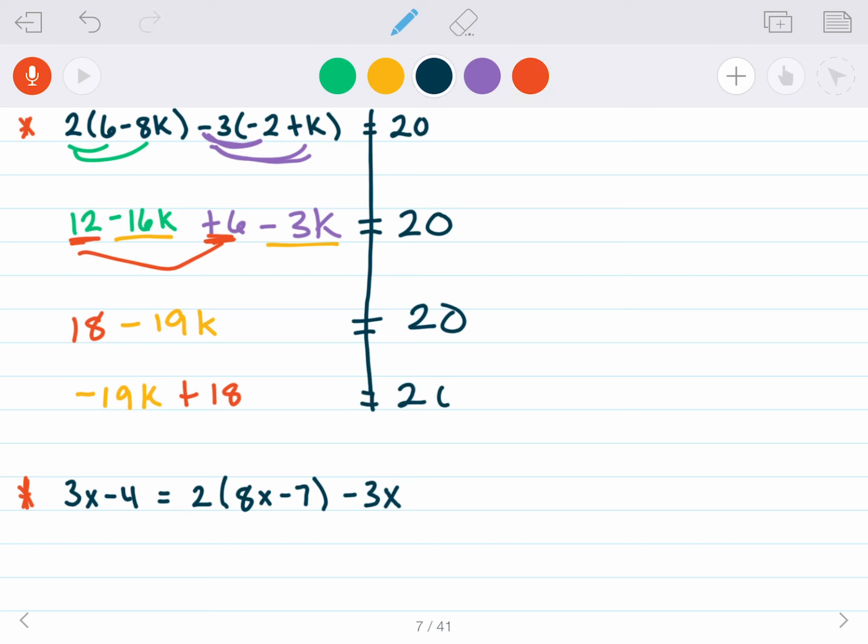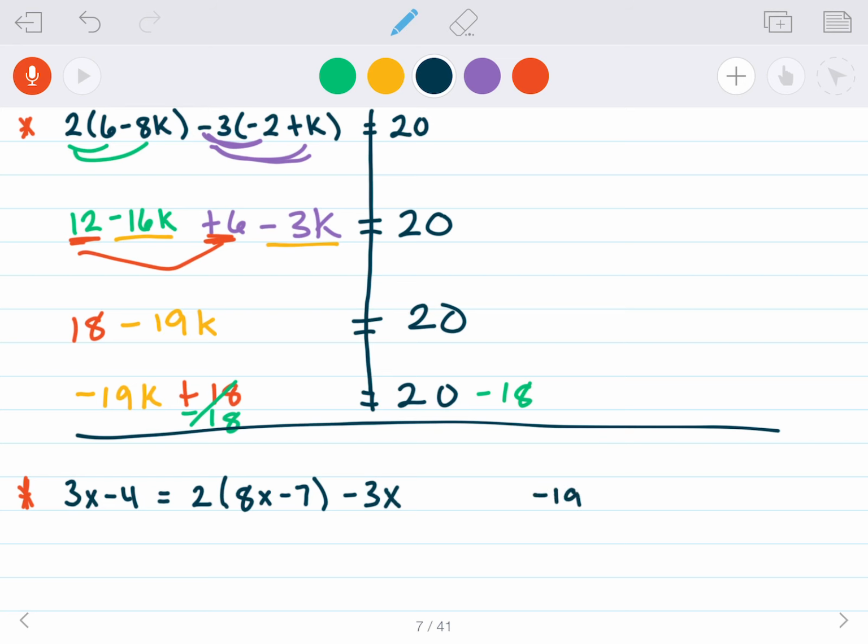Okay, so now what I can do is subtract 18 from both sides to get that k alone. I'm going to have to rewrite this because I'm running out of room. On the left side, I get negative 19 times k. On the right side, 20 minus 18 is going to give me 2. And finally, I can divide both sides by negative 19. And I get my answer.